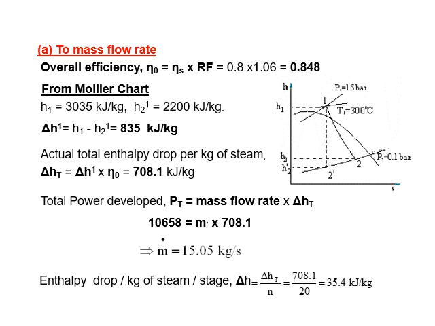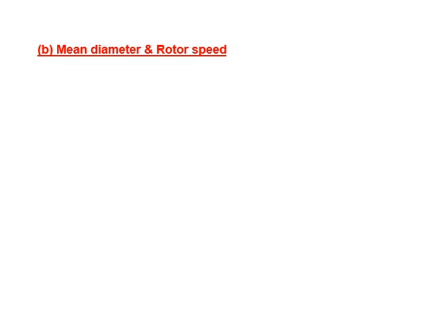Now enthalpy drop per kg of steam per stage, that is delta H, is given by total enthalpy change by number of stages. So how many stages are there here? There are 20 stages in the turbine, so that is 708.1 divided by 20 is equal to 35.4 kilojoules per kg. That means in a stage, 35.4 kilojoules per kg of enthalpy drop occurs. So coming to the second part of the numerical, here the mean diameter and rotor speed are calculated.